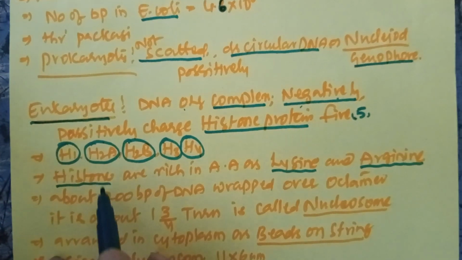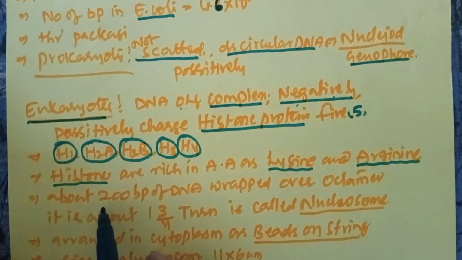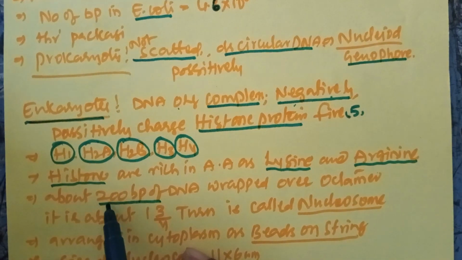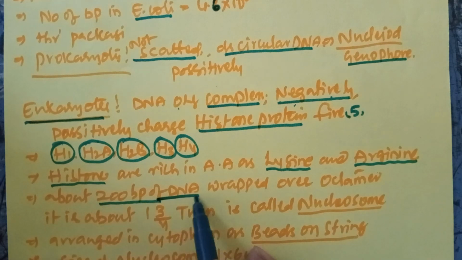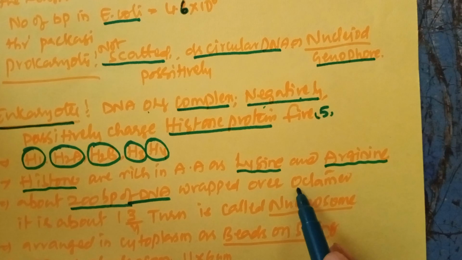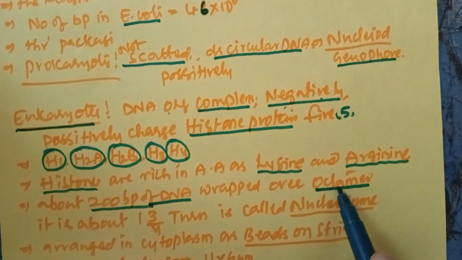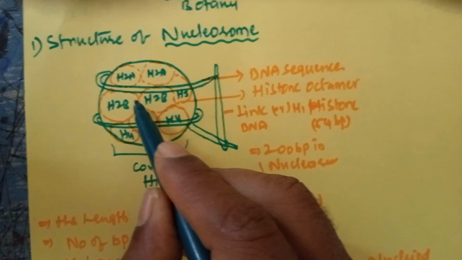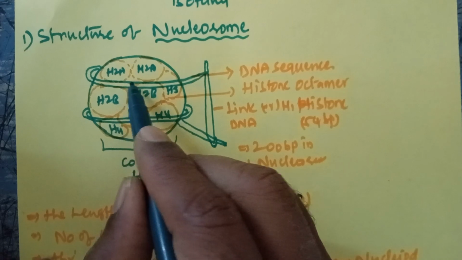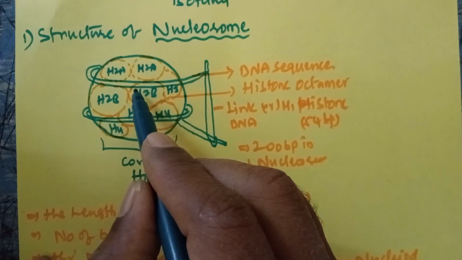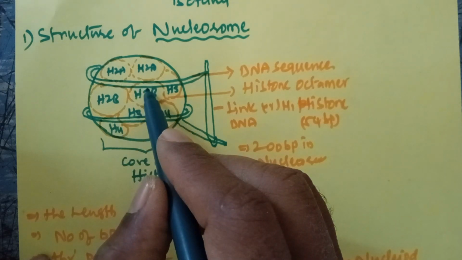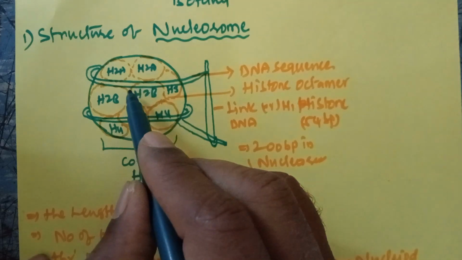When we observe a single nucleosome, it contains about 200 nitrogen bases of DNA wrapped over an octamer. So what is an octamer? Octamer means four types of histone proteins which get paired, so that these 4 pairs of histone proteins are called the histone octamer.